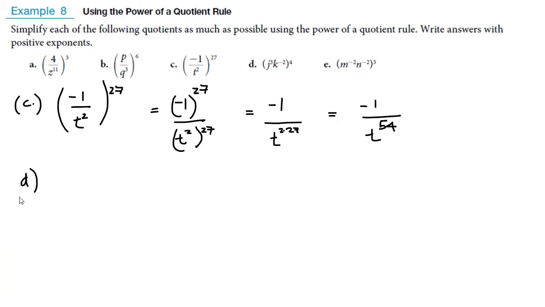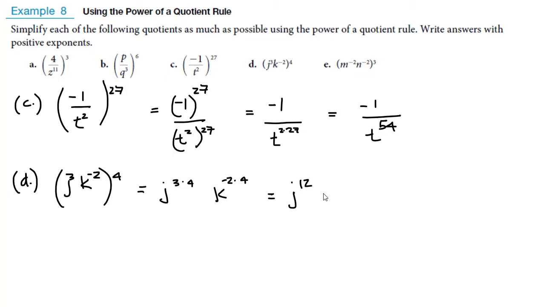In part D, we have j cubed k to the minus 2 all to the power 4. So j cubed times 4, k to the negative 2 times 4. So I'm applying the power rule here. So I have j to the power 12 times k to the negative 8, and that's going to give me j to the power 12 all over k to the power 8 if I write everything with a positive exponent.